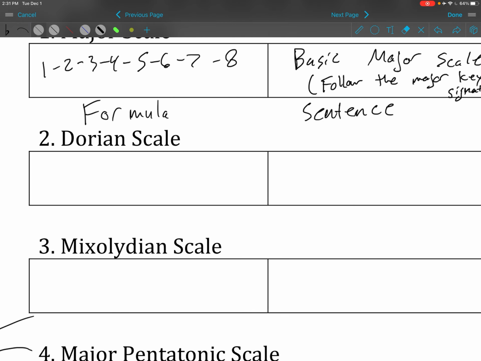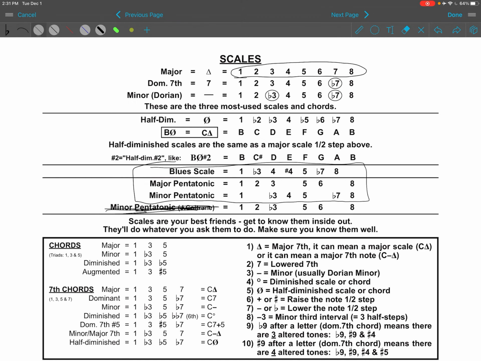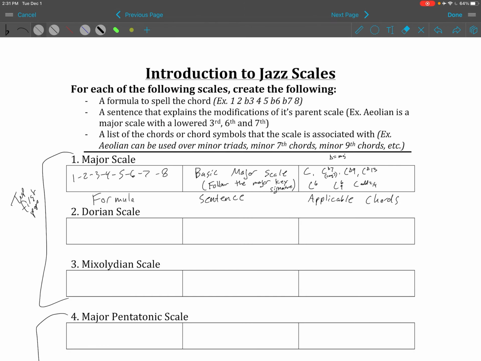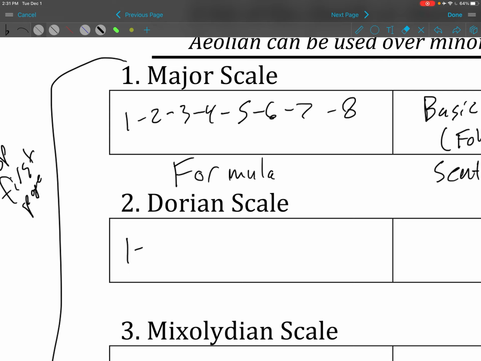Let's do the same thing for the Dorian scale, okay? So again, my formula is going to be on this page, and that's going to look like this one right here. So I'm really just going to copy that down. Okay, so everything's normal, but there's a flat 3 and a flat 7, so I'm going to do that really quick. 1, 2, flat 3. I'm going to kind of circle that so I see it later. Flat 7, circle that as well, and 8.